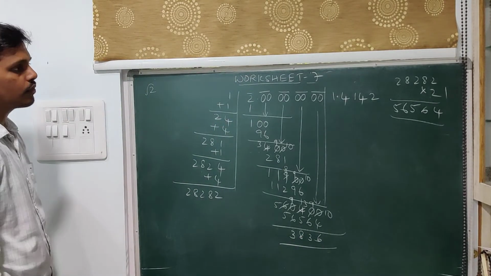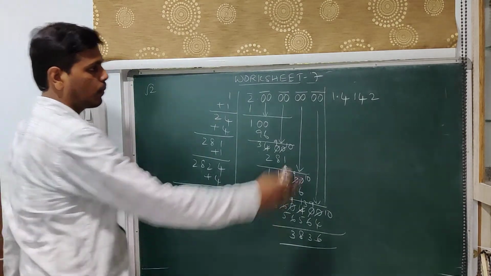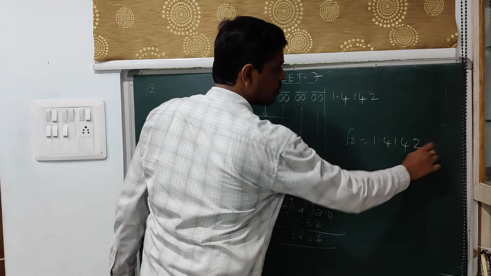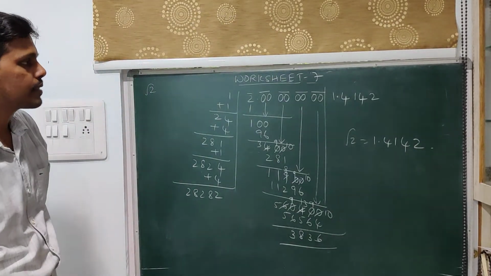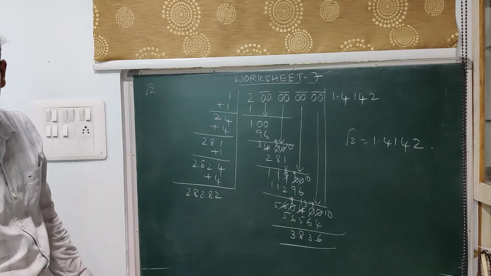So that is what you get. And finally, square root of 2 up to 4 decimal places is 1.4142. So that is the case. That is with respect to square root 2. Now the next question is square root 3.